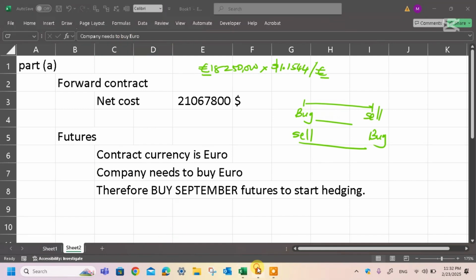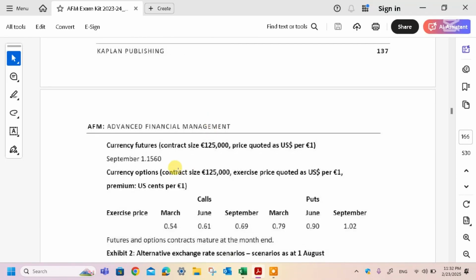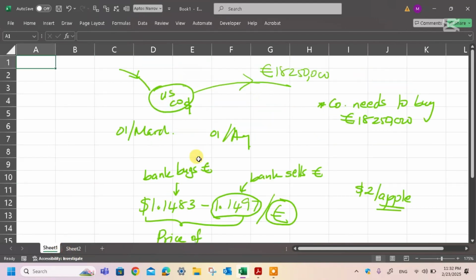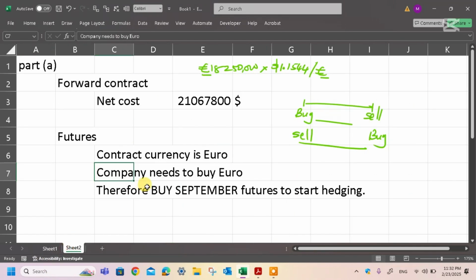How did I say contract currency is euro? Go back and see how they have given the contract size. Contract size is 125,000 euro. That's why contract currency is euro. And company's requirement is to buy euro. So if the requirement is to buy the contract currency, futures should be bought first. If you remember like that, it's easy. You will not make mistakes.